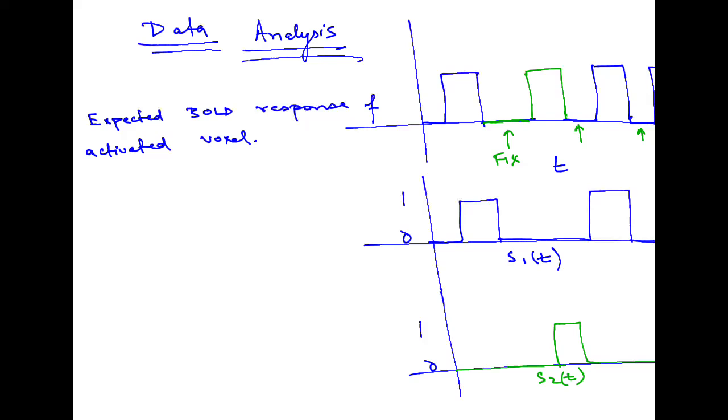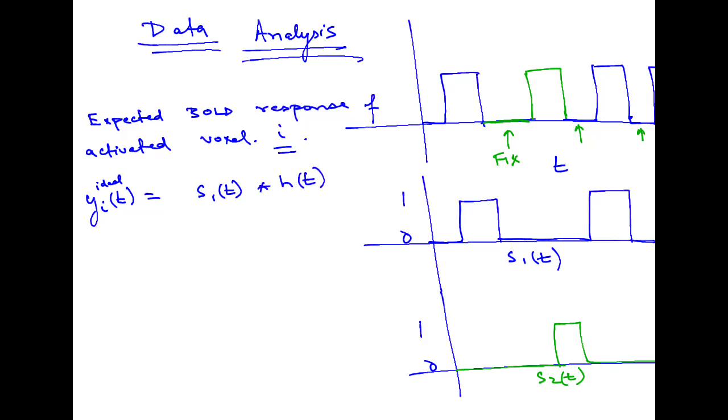So what is the expected bold signal for an activated voxel? Let's call it voxel number i, and let's represent that as Y_i(t). So Y_i(t) is the expected bold response, Y_i ideal. What will it be? S1(t) convolved with h(t). And that's what we would get.